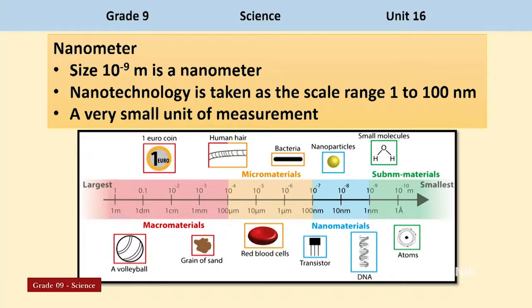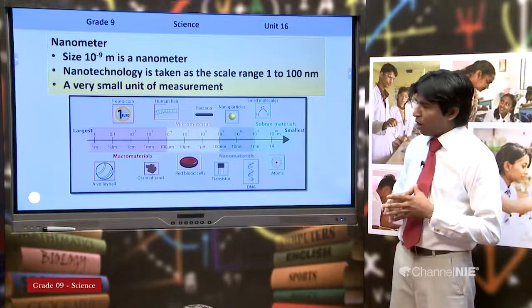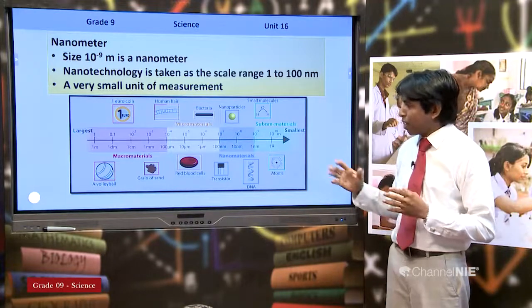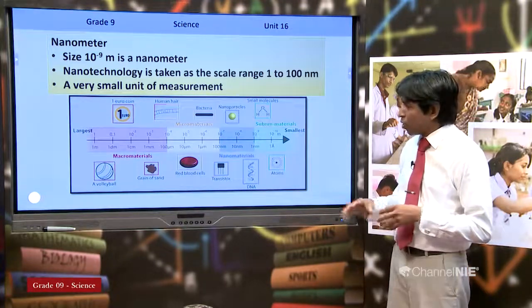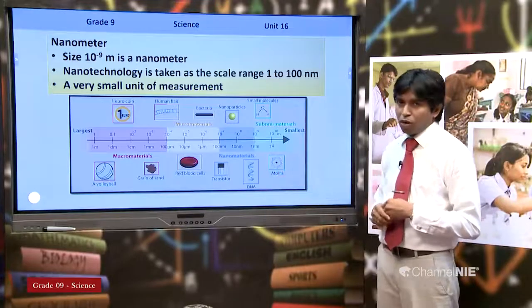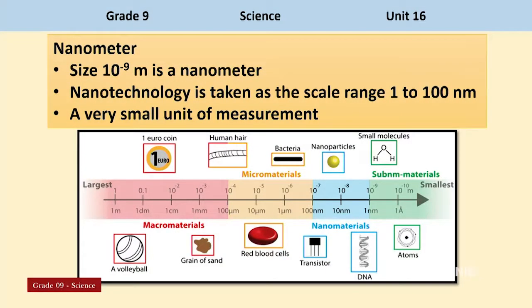Now, you can see macromaterials visible to our naked eye, but micromaterials not visible to our naked eye. Micromaterials we observe using microscope, but nanomaterials cannot be seen even using simple light microscope you have in the school. So, nanomaterials are observed using nanoscale instruments. Example, DNA molecule not visible to our naked eye, and water molecule not visible to our naked eye, we can see glass of water, but one water molecule not visible to our naked eye. Therefore, we use nano devices or electron microscope to observe these nanoscale materials.